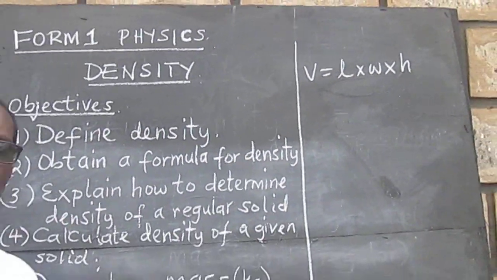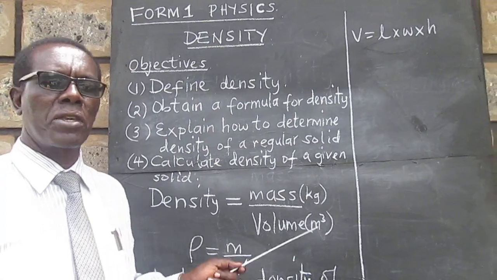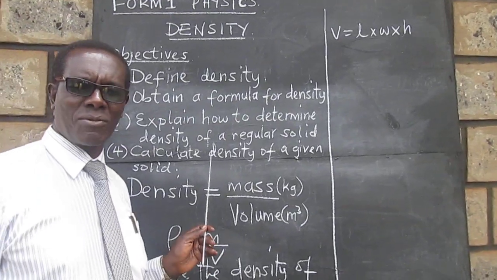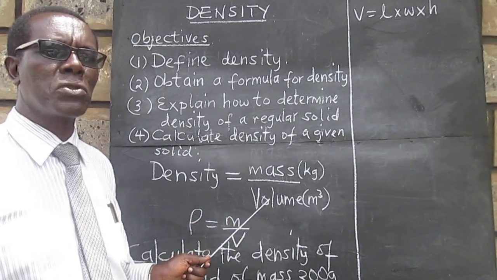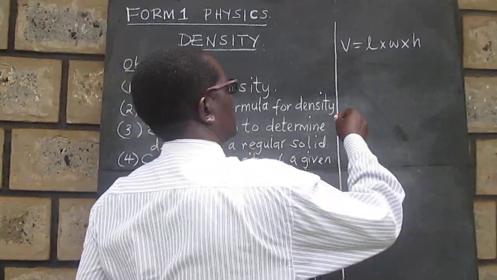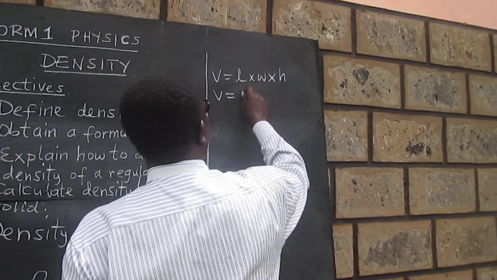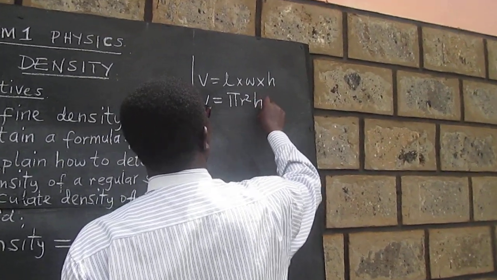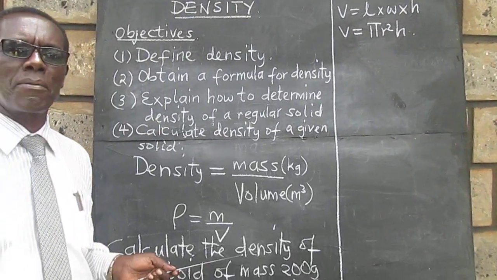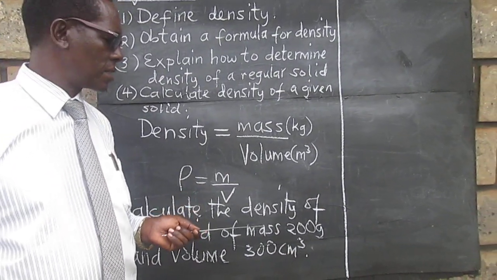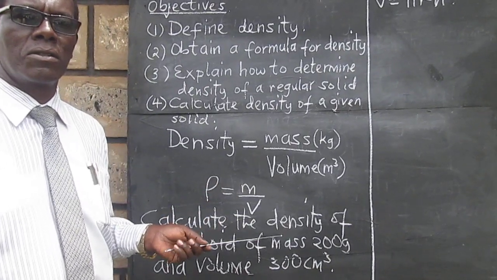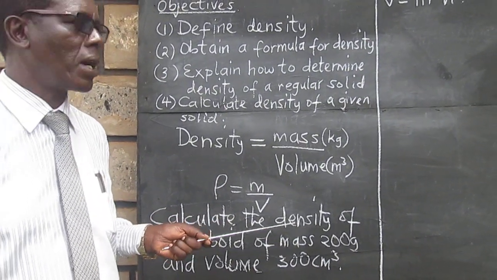But in this case, we are given the volume, so the use of the formula for volume will not be necessary. If our solid was a cylinder, then we would use the formula for the calculation of the volume of a cylinder. Since we are already given the volume and the mass, all we need to do is substitute these values in the formula and use a calculator to get the final working.